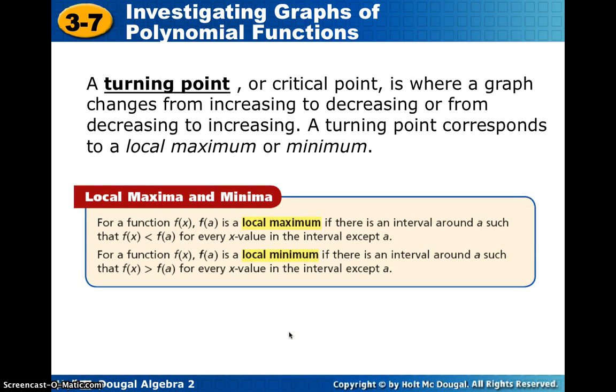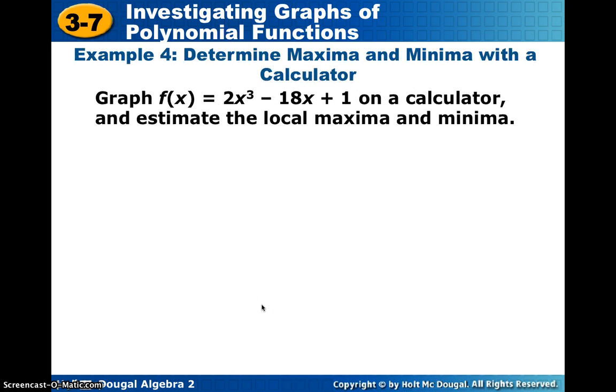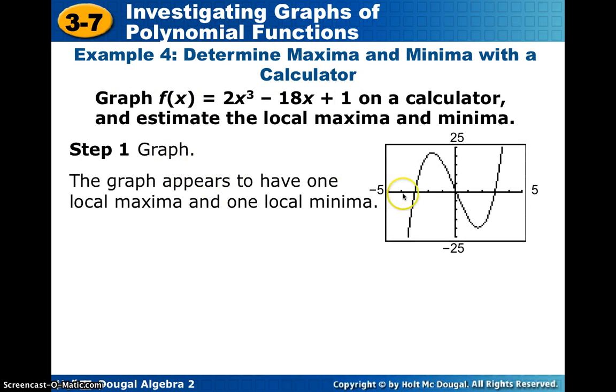Okay, next is a critical point, a turning point for the graph, where it changes from increasing to decreasing. Whenever that happens, we have a local minimum or maximum. And the local minimum and maximum are minima or maxima. Okay, and let's see if we can find those. We can actually do this on our calculators. We can go ahead and graph it on the calculator.